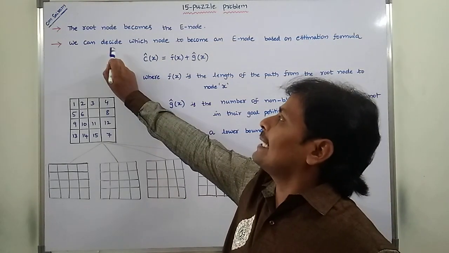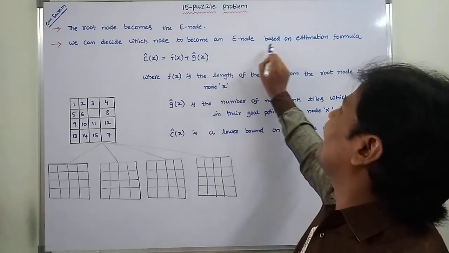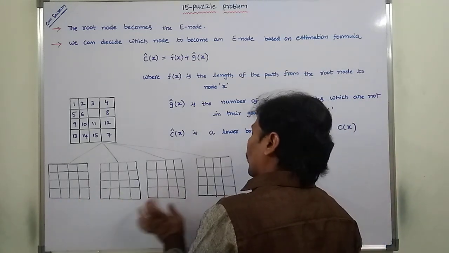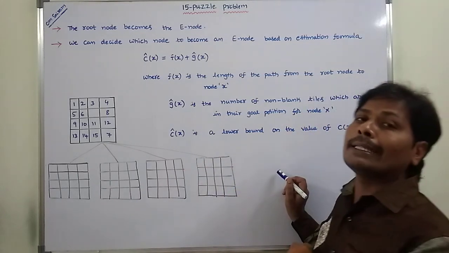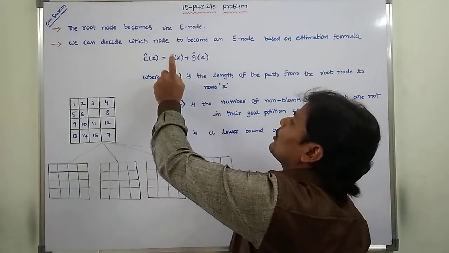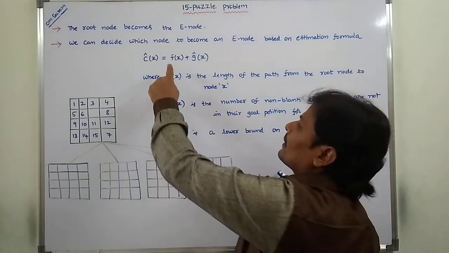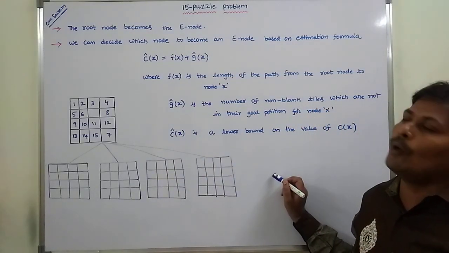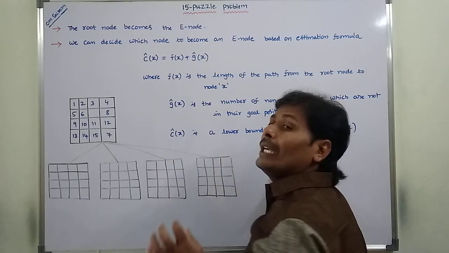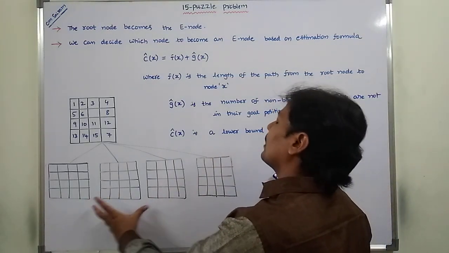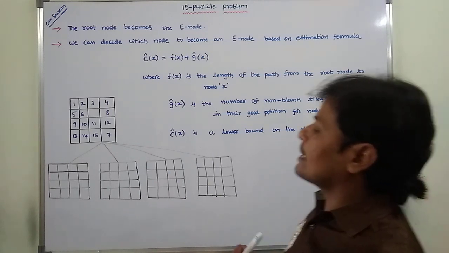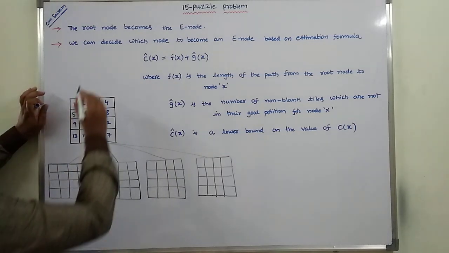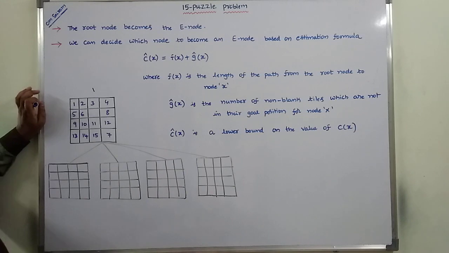Okay, next, we can decide which node becomes an E node based on the estimation formula. Among the 4 nodes, which node becomes the E node? That can be calculated by using this formula: C cap of x is equal to f of x plus g cap of x. By using this formula, we can decide which node becomes the E node. So this is the root node. In level 1, only the root node is there. It can be denoted by state 1.